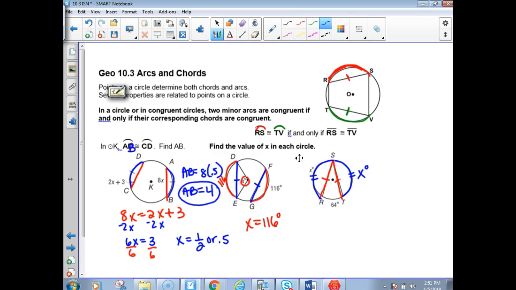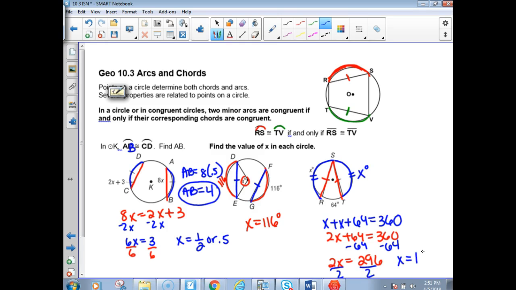If it's in degrees, what would they all add up to? Yeah, 360. So we got x plus x plus 64 equals 360. That's our equation. Combine your like terms. Subtract 64 from both sides. We've got 2 times x is equal to 296. Right? Divide by 2. And x is 148. Is that 48? Thank you. Degrees.